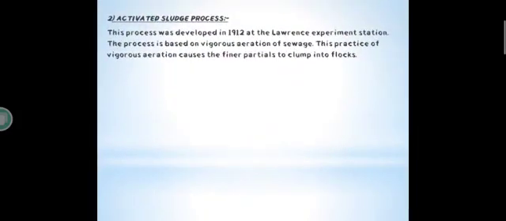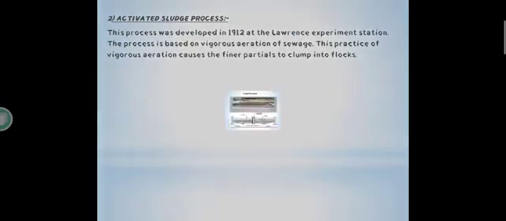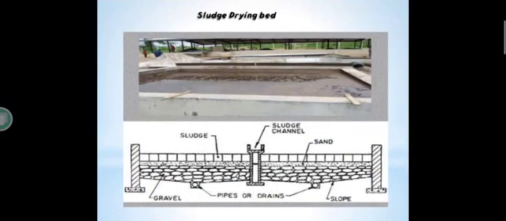Now, activated sludge process. This process was developed in 1912 at the Lawrence Experiment Station. The process is based on vigorous aeration of sewage. This practice of vigorous aeration causes the finer particles to clump into flocs. This is the diagram of the sludge drying bed. It has gravel, it has pipes, drains, slope, sands. This is the sludge channel, and this is basically a sludge.